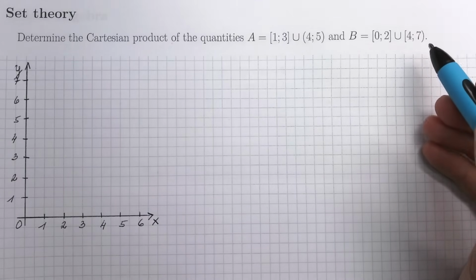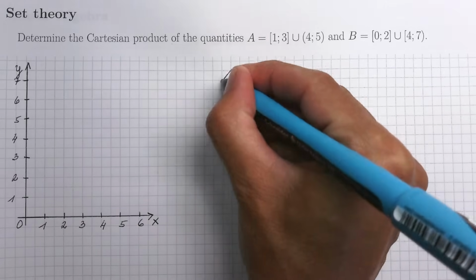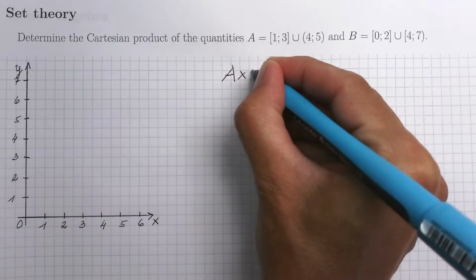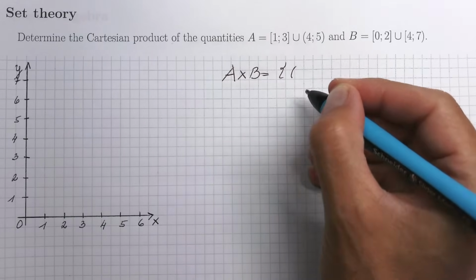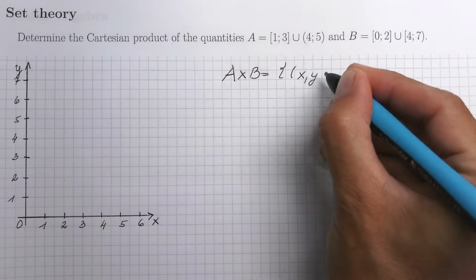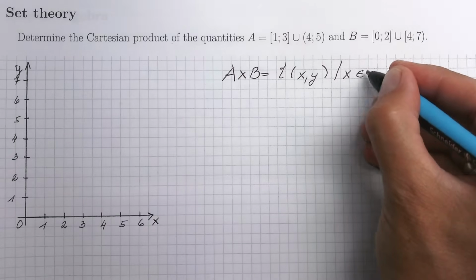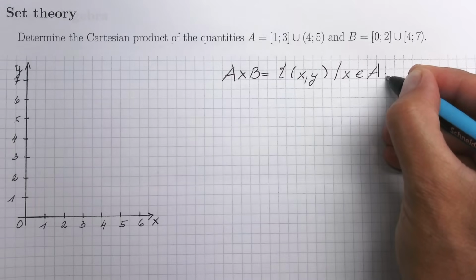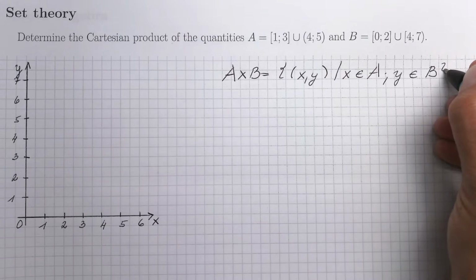Now let's first discuss what a Cartesian product is. The Cartesian product, A cross B, is defined as the set of all pairs x and y such that x is an element of set A and y is an element of set B.